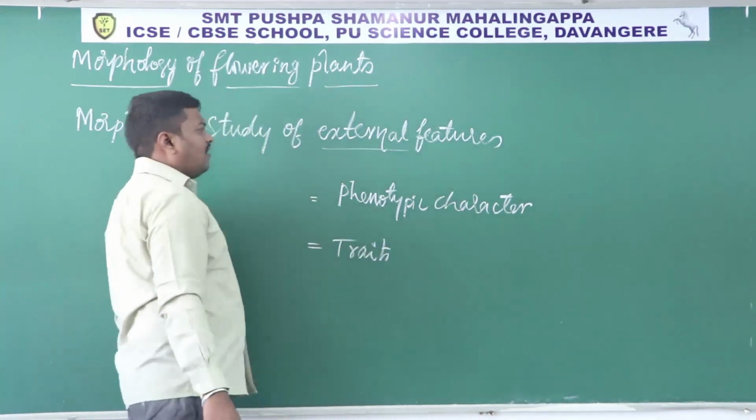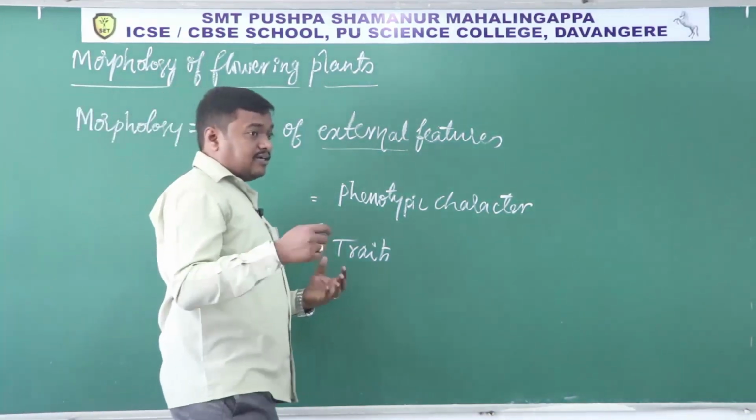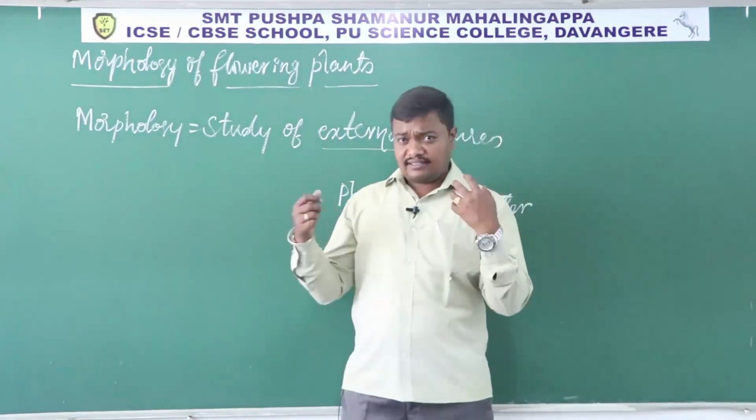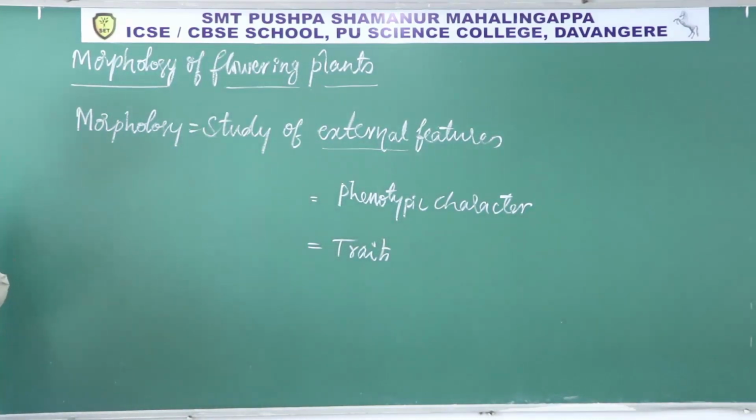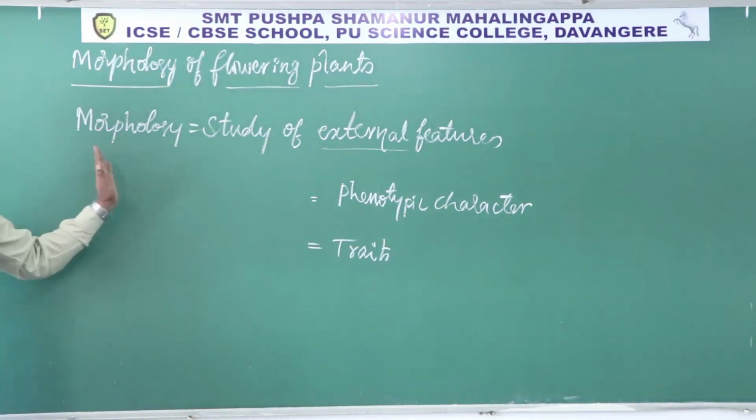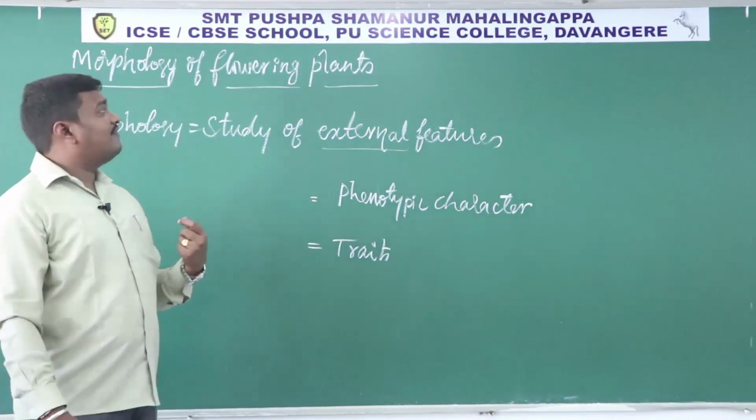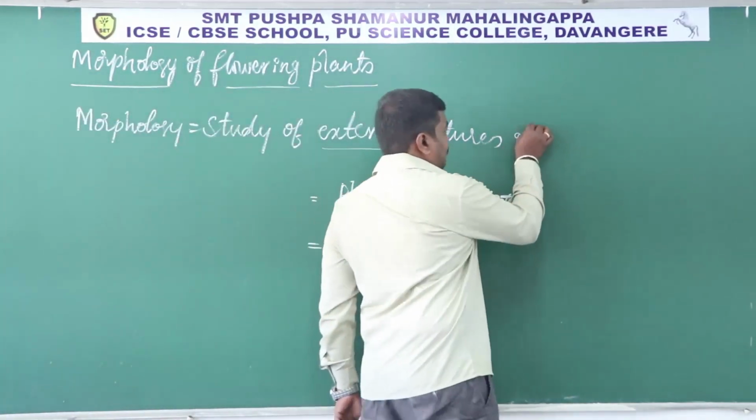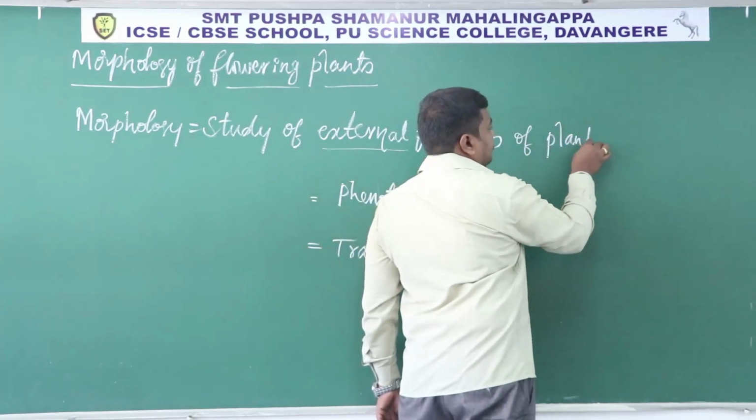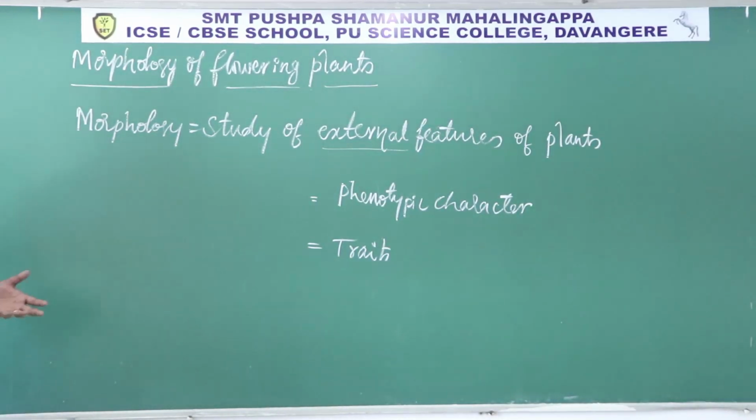The study of traits, all these have the same meaning as the study of morphology. So how the plant looks, how the branching is, how the leaf is, we can consider all these externally appearing characters under the branch called morphology. So morphology is the branch of biology, a branch of botany, that deals with the study of external features of plants. And we can use the same term for animals as well. The study of external features of animals is also morphology.